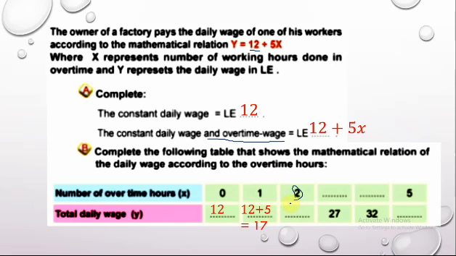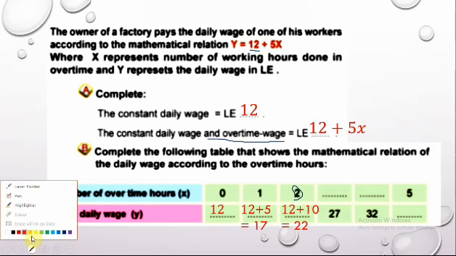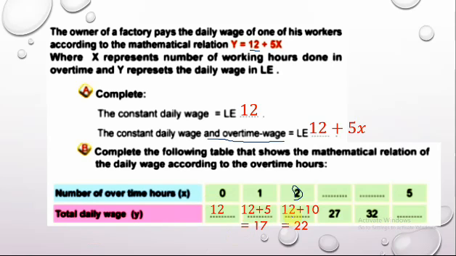If the overtime hours equals 2, it will be 12 plus 5 times 2. 5 times 2 equals 10. 12 plus 10 equals 22. Now, in the next one, he is giving us the total daily wage. He's giving us the y itself. Then how to solve this?